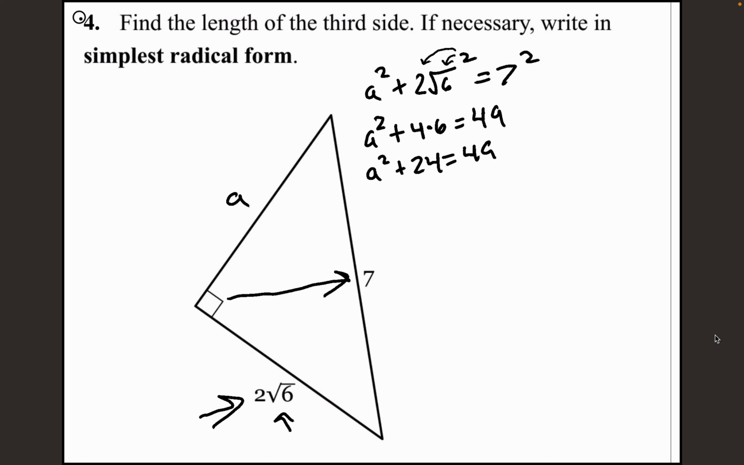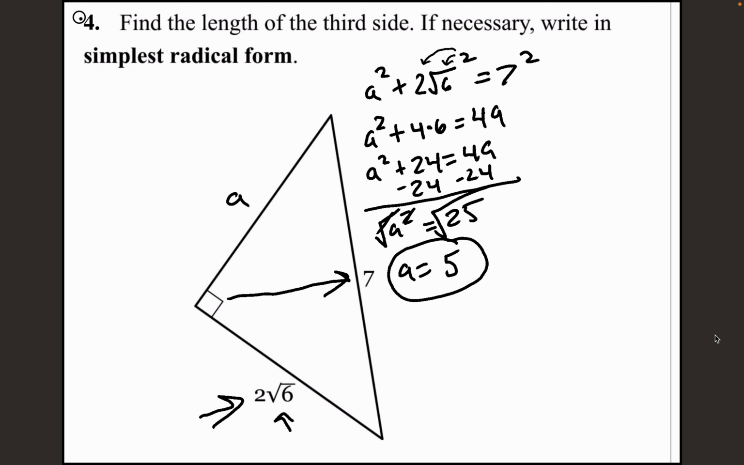I need to get A by itself, so let's subtract 24 over. A squared equals 25. And I need to get rid of the squared on the A, so I need to square root both sides. When the square root happens, these cancel out and leave just A. And then look what we have here: the square root of 25. Does that come out as a whole number? It does. So we don't need to make any tree, because right here is our simplest radical form. A is going to equal 5.